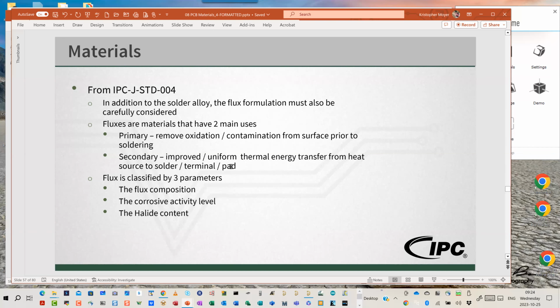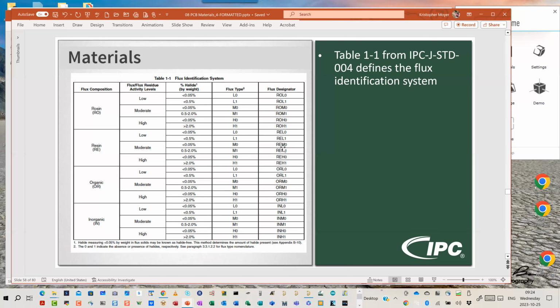at the same time. So anytime I have a liquid, liquids work much better at uniform thermal energy transfer than trying to put two solid surfaces together due to the micro imperfections of the solid surfaces. Flux is going to be classified by 3 parameters: the flux composition, the corrosive activity level, and the halide content. Table 1-1 from J-004 defines the flux identification system.